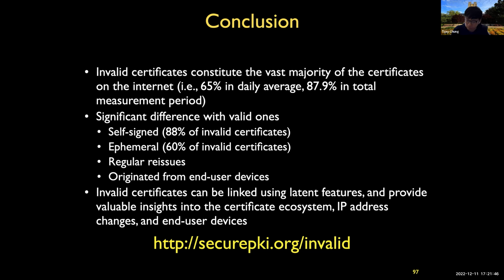Invalid certificates can be linked using latent features, and can provide valuable insight into the certificate ecosystem, such as IP address change policy or tracking end user devices. Okay. So if you want to test all these analyses and interpret the data your own way, you can go to this website and get the data set and just start to analyze it and make some fun things using the data set.